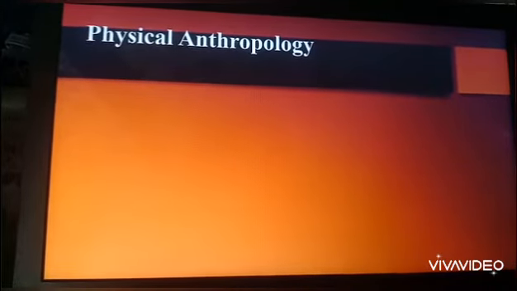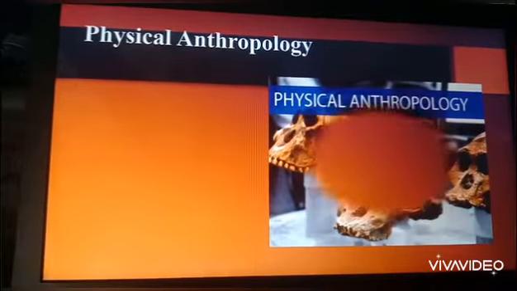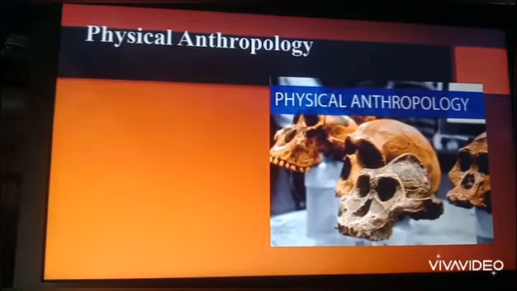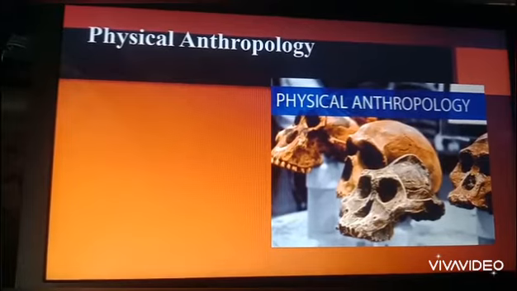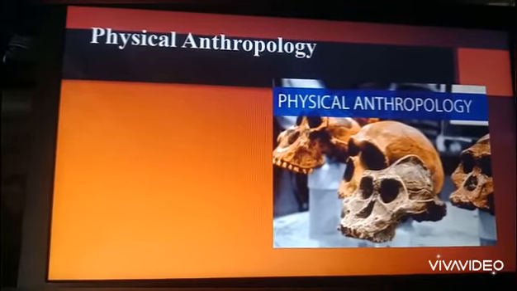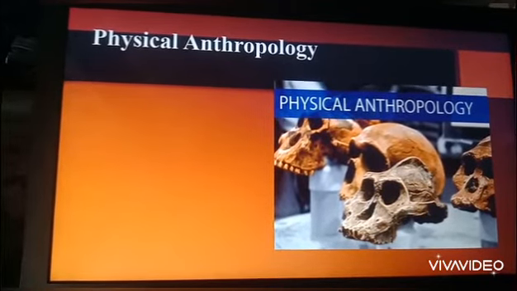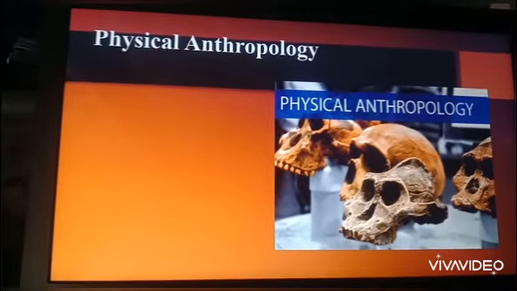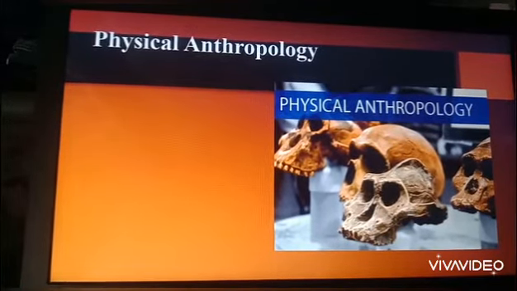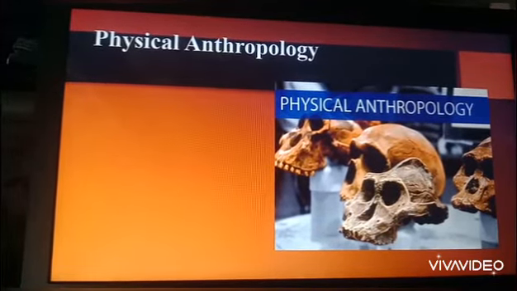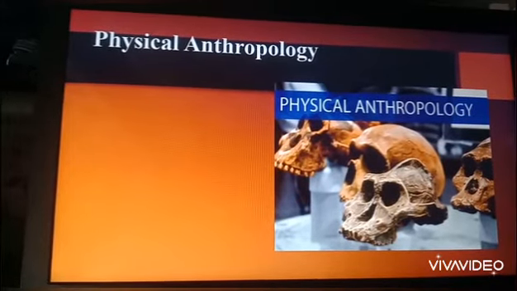And the last one is physical anthropology. Physical anthropology is primarily concerned with humans as a biological species, most closely related to the natural sciences. Major research areas: human evolution, modern human variation. Subdisciplines: paleoanthropology, primatology, forensics, and genetics.